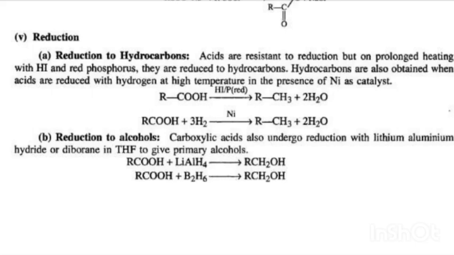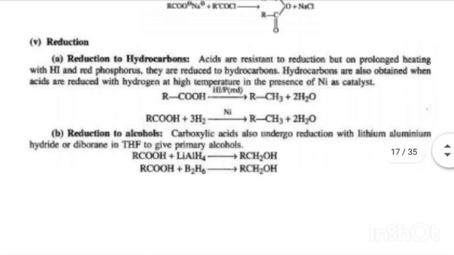When we are using a mild reducing agent, instead of alkanes, it forms alcohols. Carboxylic acids also undergo reduction in the presence of lithium aluminum hydride in THF solvent. It forms primary alcohols. In this case, RCOOH, carboxylic acid, on treatment with lithium aluminum hydride, cleaves 2 oxygens from the carbon and adds 2 hydrogens in their place. So the carboxylic carbon, which has C double bond O, loses that oxygen, and instead 2 hydrogens are added. So RCH2OH, primary alcohol, is formed. This kind of reduction is also possible in carboxylic acid.